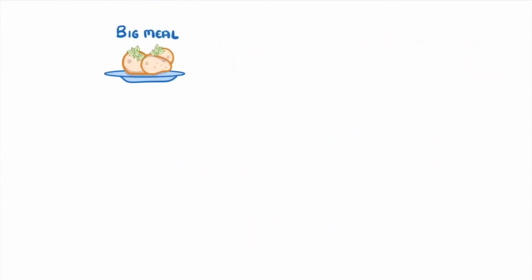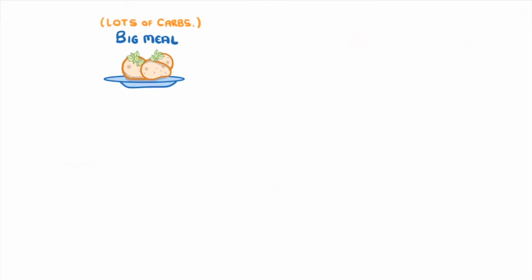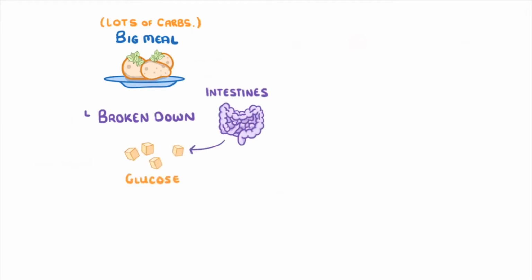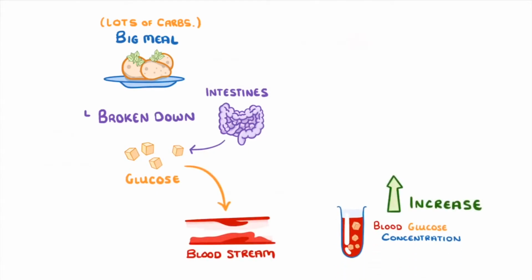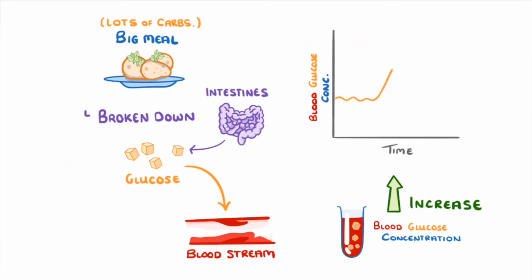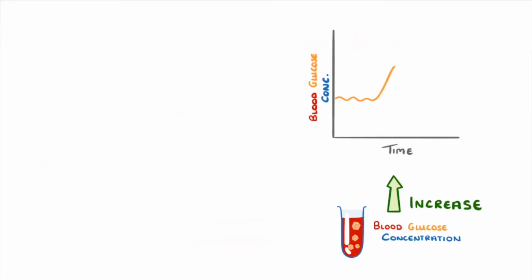If you were to eat a really big meal that had loads of carbohydrates in it, then those carbohydrates would be broken down in your intestines into lots of glucose molecules. These would then be absorbed into your bloodstream and cause your blood glucose concentration to increase. We can see this if we plot on a graph that measures how blood glucose concentration changes with time. Before the meal, the level of glucose fluctuates slightly but stays around this normal level. Once we eat the carbohydrates though, we see this spike as the glucose is absorbed into the blood.